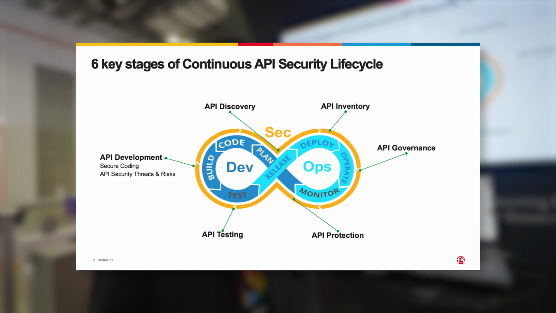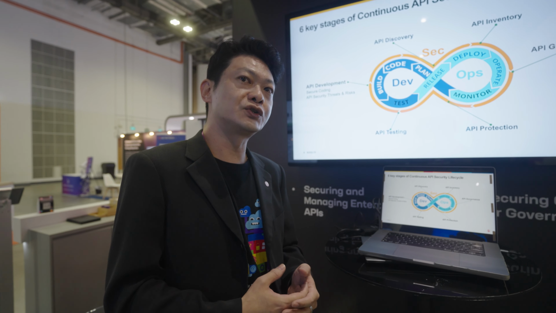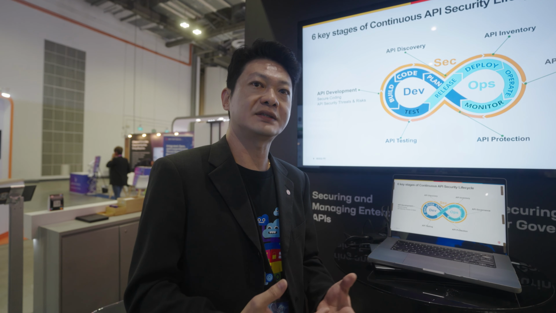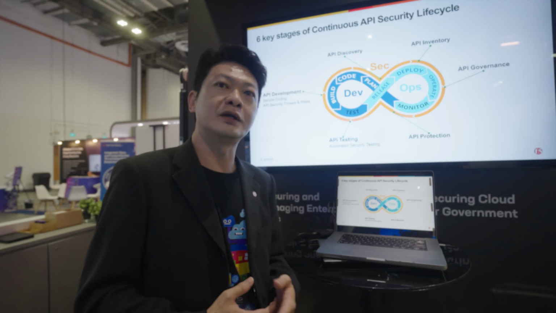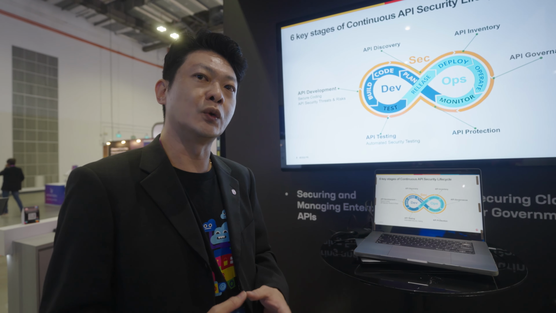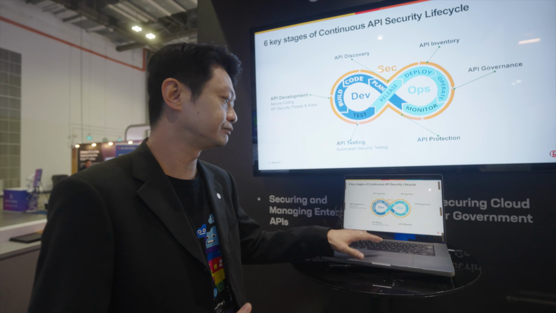So for example, for API development, developers are looking at secure SDLC to ensure that the code is properly vetted, and they have to look into API threat and risk management. For API testing, they can leverage automated testing tools to ensure that the APIs are secure before putting them into the production stage.